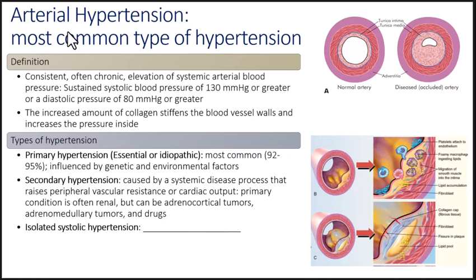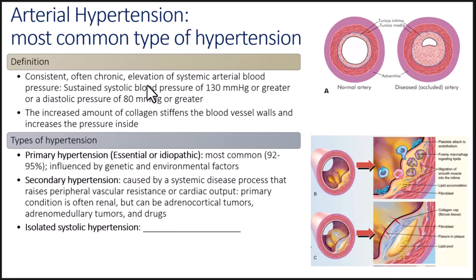So if you've had your blood pressure taken in the past by your doctor, what they're doing is they're measuring the blood pressure within your arteries. We can define hypertension or high blood pressure as consistent, oftentimes chronic, meaning that it's not as common for it to just suddenly be higher, but more likely that it's been ongoing for quite some time. So chronic elevation of your systemic arterial blood pressure.